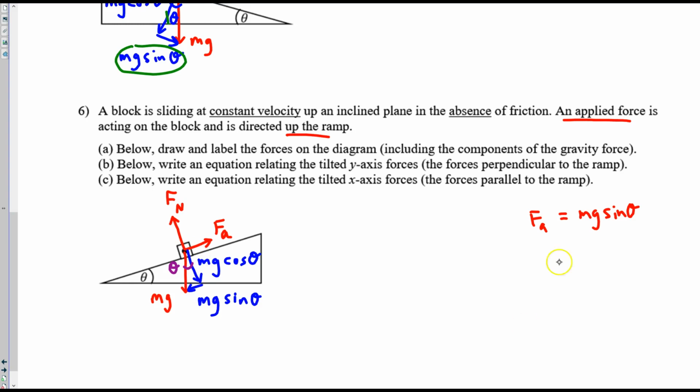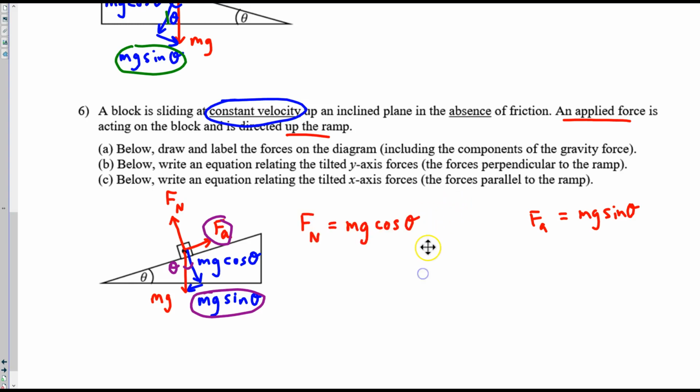Okay, again, if we balance left and right, because it is constant velocity, we get the only left force is mg sine theta, and the only arrow pointing to the right in this picture is Fa. So they would perfectly balance. If we balance the y-axis forces, just as before, the up force tilted up, Fn, balances tilted down.